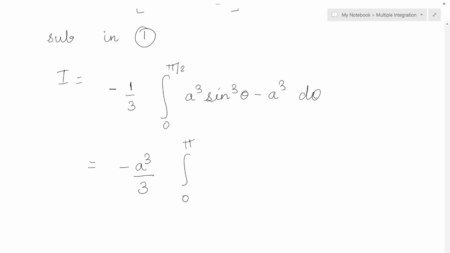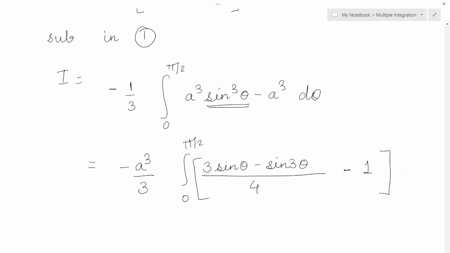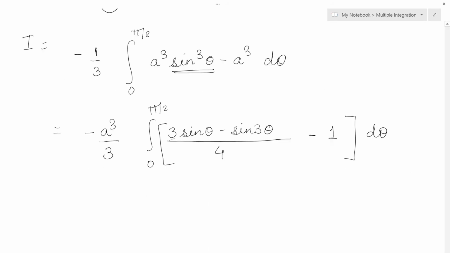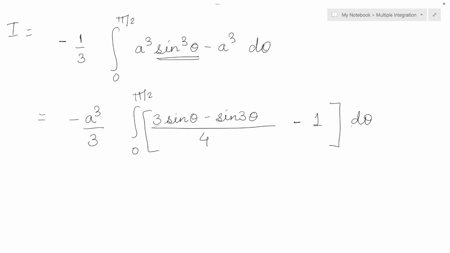Now from 0 to pi by 2 I have sine cube theta, right? I can use the formula of sine 3 theta and simplify this as sine cube theta equals 3 sine theta minus sine 3 theta, by 4. And minus a cube I have taken outside, so minus 1 will remain. And the integration is with respect to theta. I have used the formula for sine 3 theta, the trigonometric formula.